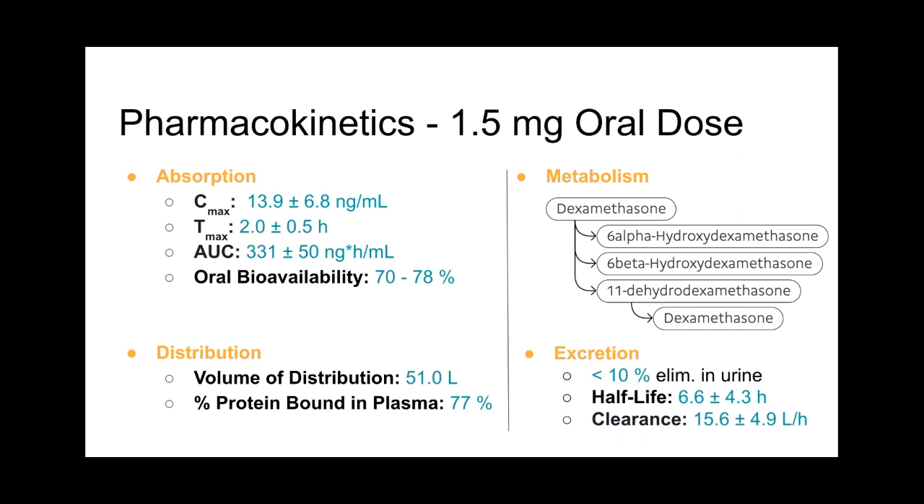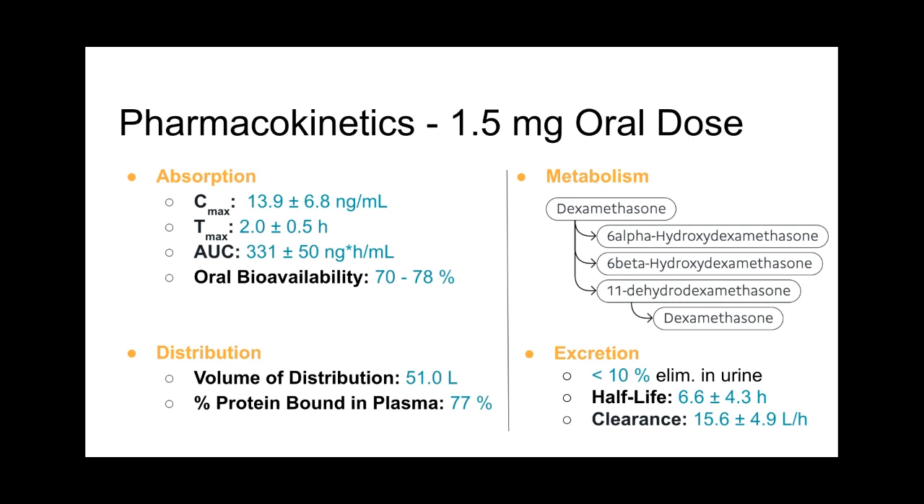In terms of metabolism, dexamethasone is 6-hydroxylated by cytochrome P450 3A4 to 6-alpha and 6-beta hydroxydexamethasone. Dexamethasone is also reversibly metabolized to 11-dehydrodexamethasone by corticosteroid 11-beta dehydrogenase isozyme 2. And it can also be converted back to dexamethasone by corticosteroid 11-beta dehydrogenase isozyme 1.